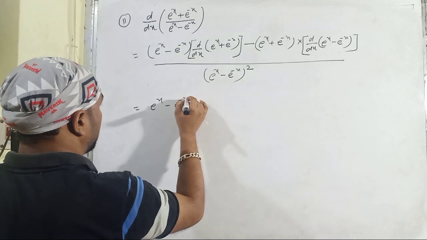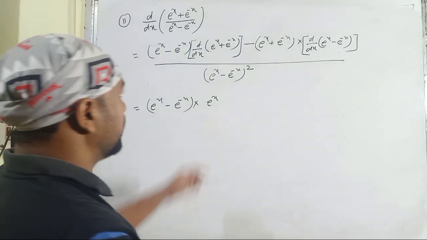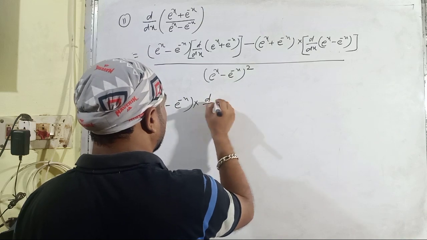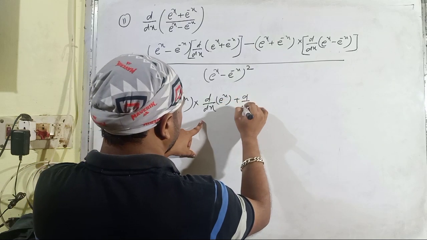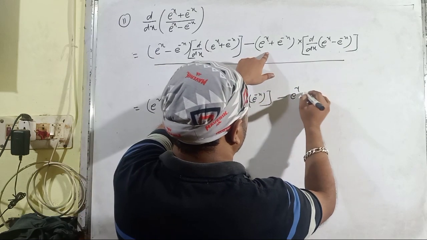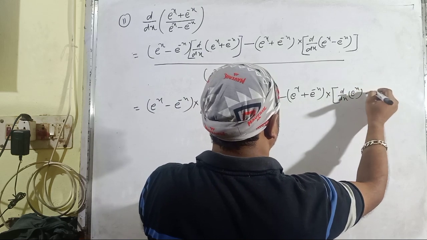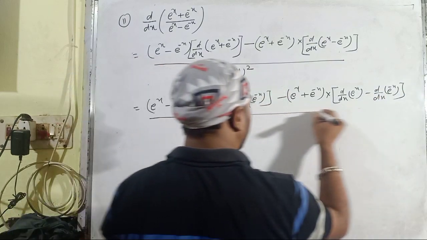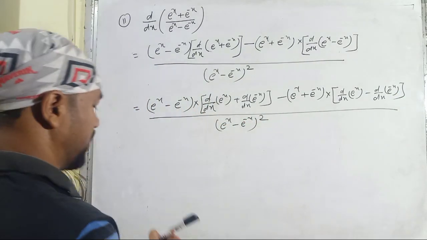e to the power x minus e to the power minus x multiplied with the differentiation of e to the power x, it is e to the power x, plus differentiation of e to the power minus x. Okay, let us write down step by step. Differentiation of e to the power x plus differentiation of e to the power minus x, minus e to the power x plus e to the power minus x multiplied with differentiation of e to the power x minus differentiation of e to the power minus x, whole divided by whole square of e to the power x minus e to the power minus x.